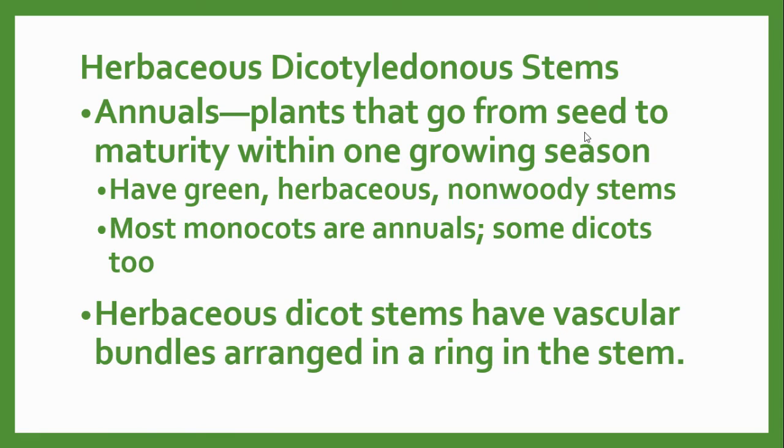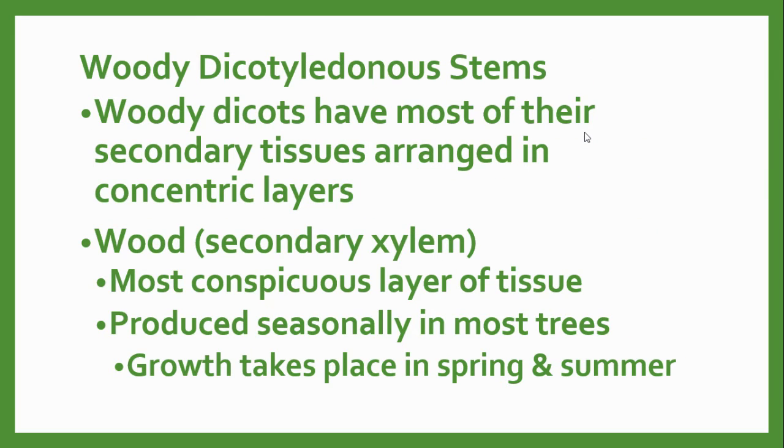Now, your herbaceous dicotyledonous stems. Annual plants that go from seed to maturity within 1 growing season, so they die at the end of the season. These have green herbaceous non-woody stems. Most monocots are annuals, and some dicots are as well. Herbaceous dicot stems have vascular bundles arranged in a ring around the stem.